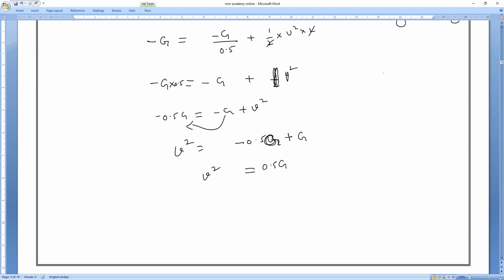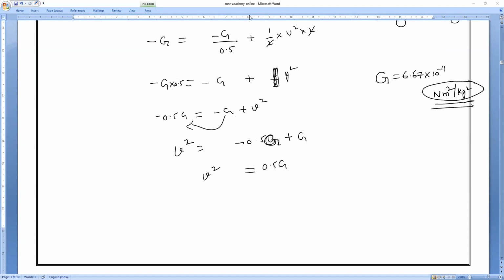We all know the capital G value. What is the capital G value? 6.67 into 10 to the power minus 11 Newton meter square per kilogram square. The units matter; if you don't know the units, there is no use of learning that value. Newton meter square per kilogram square. We already studied it at the beginning of this chapter. Can you understand, everyone?